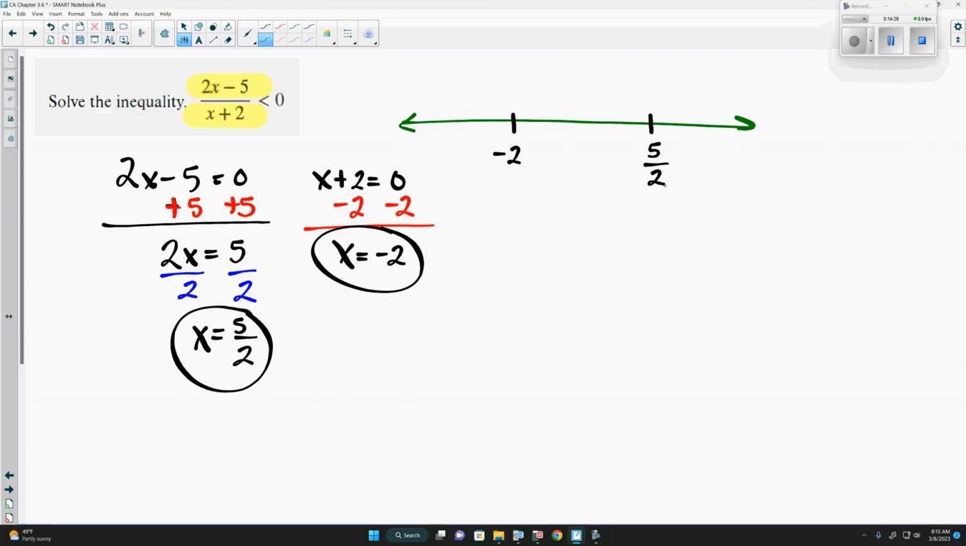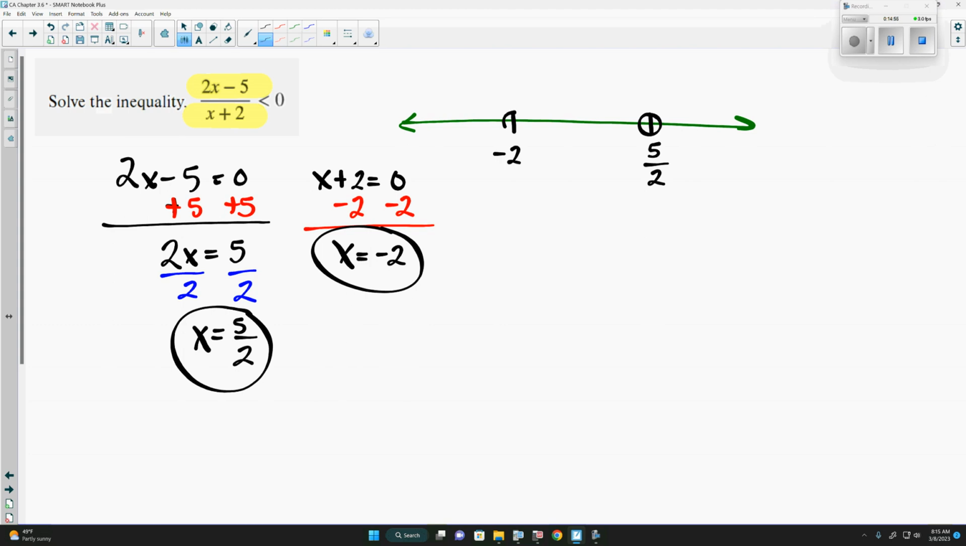And whenever I'm doing these here, and when y'all do these, it'd be good to plot these down so we can see what they are. So we have negative 2 and 5/2. Now, again, we're talking about this being less than 0. So 5/2 is going to have an open circle, because that will cause the entire fraction to become 0. We're not talking about it being equal to 0, so that has to be open.